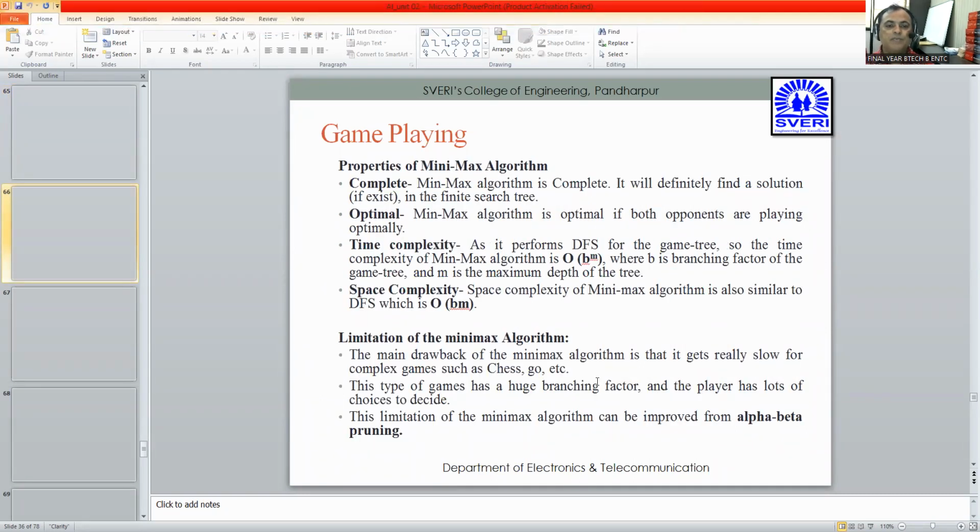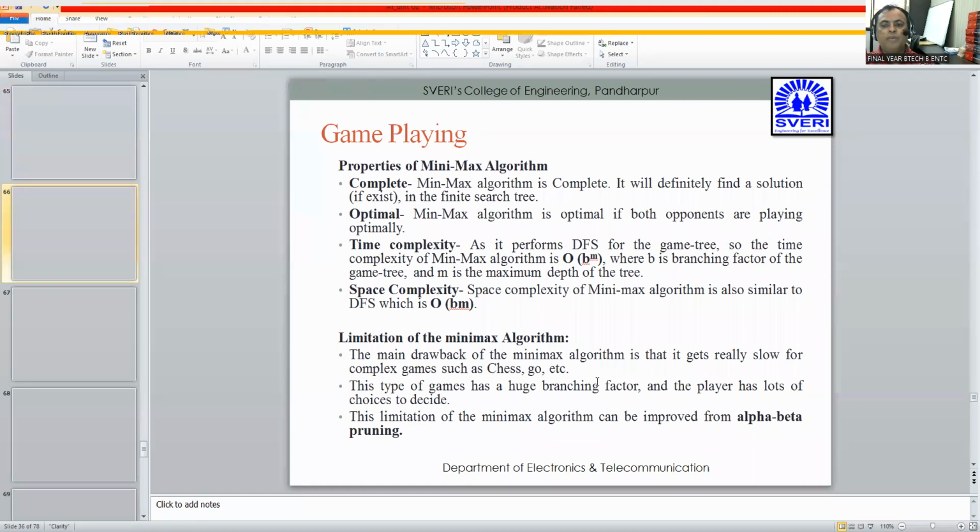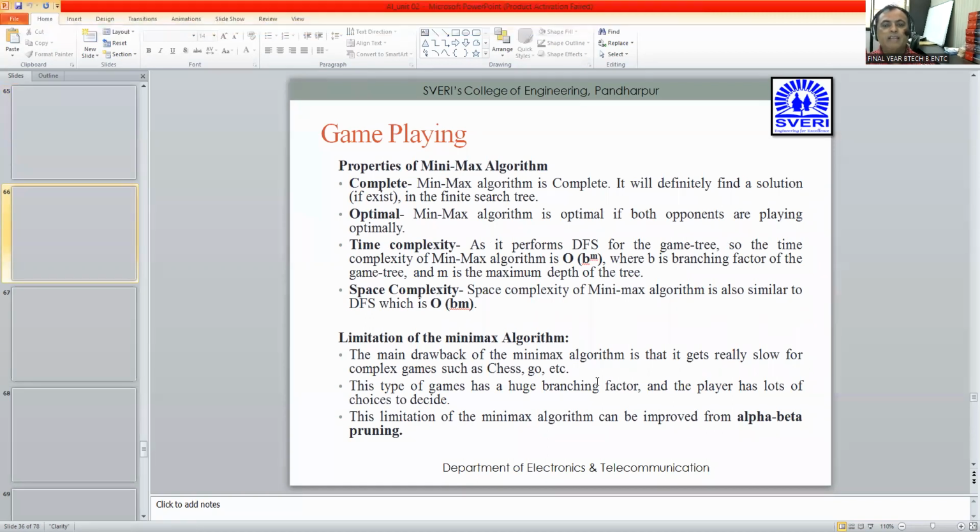These are the properties. One is complete. The second one is optimal. The third one is time complexity, that is O(b^m). And then the space complexity, O(bm).